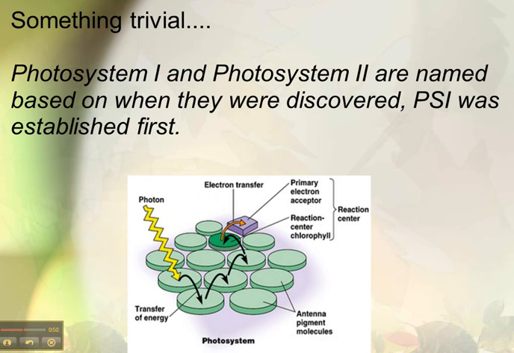So, like I had said before, photosystem 1 and 2 are named based on when they were discovered. Photosystem 1 was established first, and that's why it was named that. So we are stopping with the last one you answered being question 40.